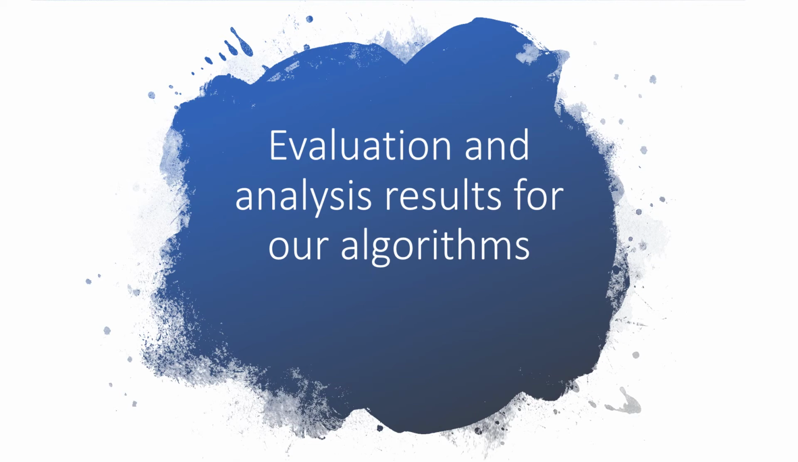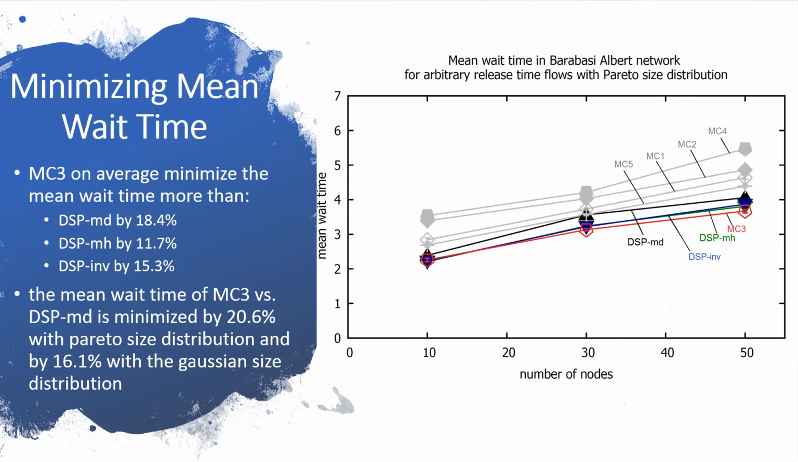All the objective functions in concern were calculated and analyzed and compared to the shortest path algorithms. For the objective function minimizing the mean wait time, regardless of network topology, we found that from the MFMC variations, only MC3 minimizes the mean wait time more than the DSP-MD, DSP-MH, and DSP-invert, on average by 18.4%, 11.7%, and 15.3% respectively.